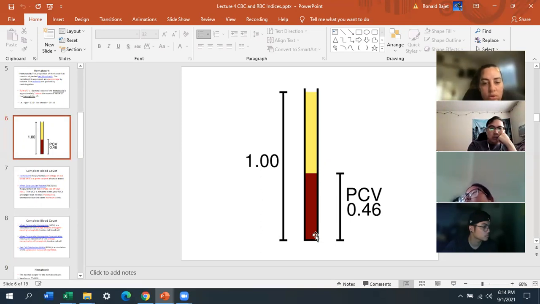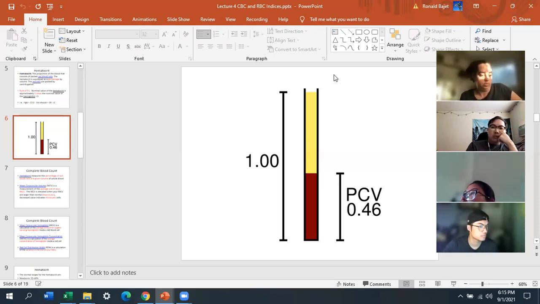You spin it down, and this is 0.46. So the hemoglobin is 1/3 of that. If you're going to go by the rule of threes, the correct answer a while ago was about 15. Okay. Thank you. You're welcome. Okay, got it. All right, any other questions?